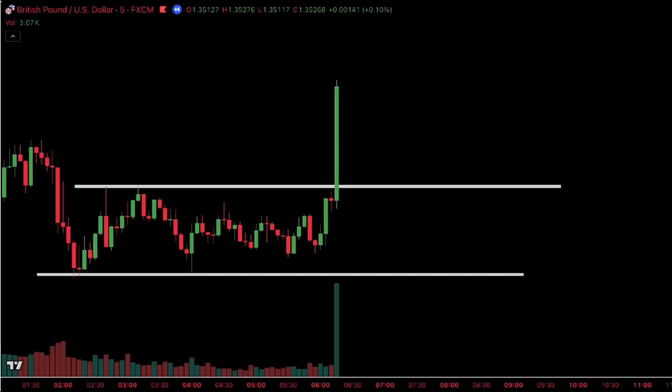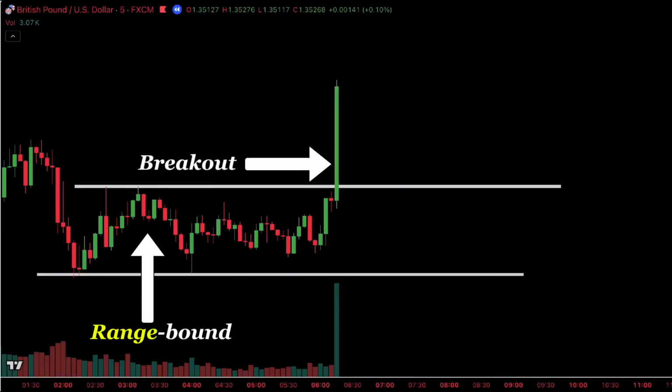Now, let's look at another chart example. As you can see, the market was ranging, trading between a clear support and resistance. Then price breaks out of the range to the upside. This level was resistance. And after the breakout, it becomes support. This is what we call a flip level. Now, instead of chasing the breakout, you wait. You wait for price to pull back to the flip level.